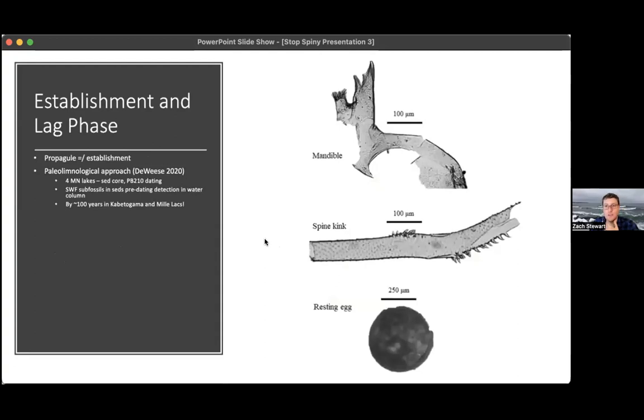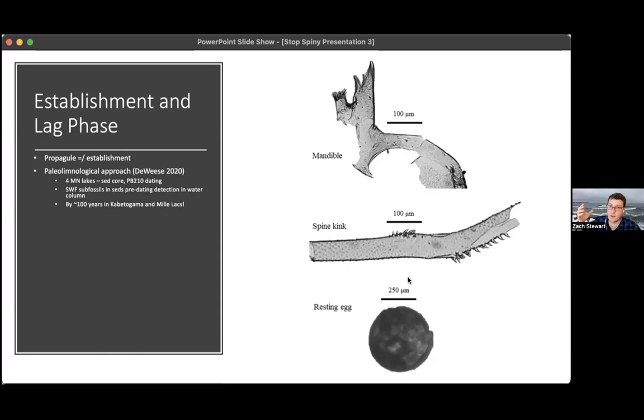So to dive a little deeper into the dynamics of invasion and that likelihood of invasion, let's talk about the paleolimnological approach, or the lake sediment approach. There's a really nice thesis from UMD by Nicole DeWeese a couple of years ago, and she looked at spiny water flea microfossils in the sediment from several lakes. These are different microfossils that get left behind by spiny water fleas. These things fall in the sediment and they get covered up by silt and mud.